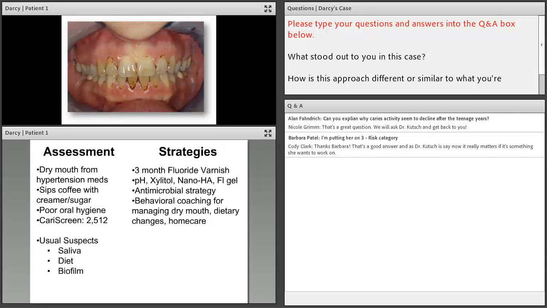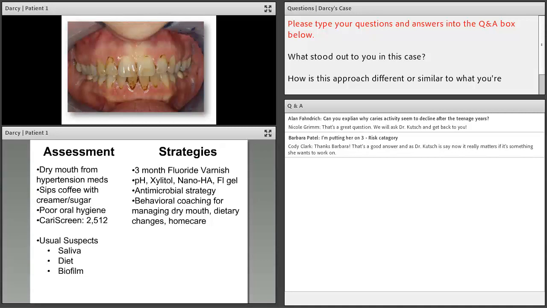And Dr. Cooch, we did have one question that came in from Dr. Fondrick. He asked, can you explain why Caries, so this is a little off subject, which is totally fine, but I think it's a great opportunity to stop and ask the question. He said, can you explain why Caries' activity seemed to decline after the teenage years?